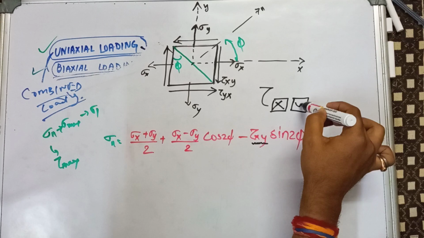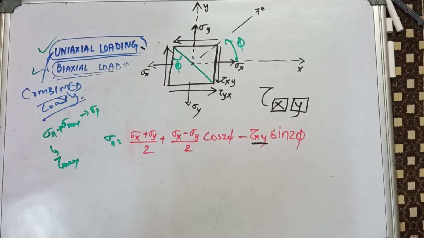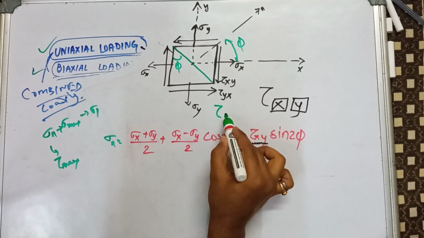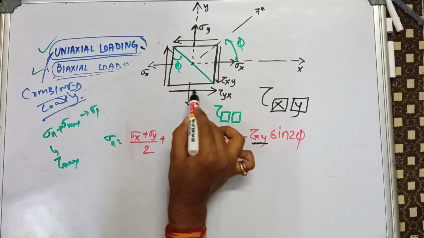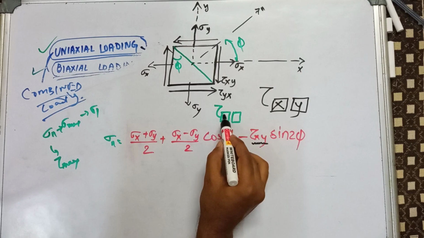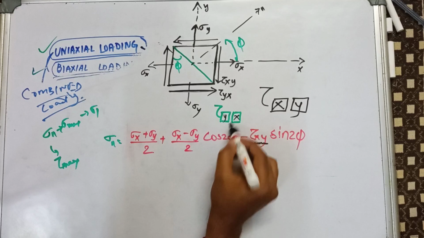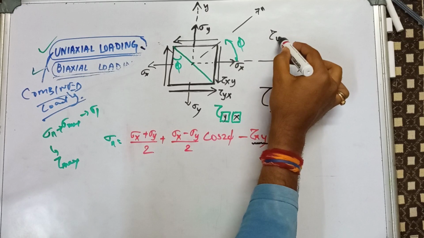Is it clear? Similarly, if you look into this tau yx, this is acting in this plane, this is the y plane, and in which direction is it acting? In the x direction. Is it clear to you or not? And I can say that tau yx is nothing but minus of tau xy.